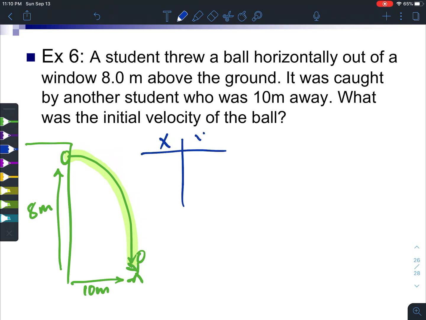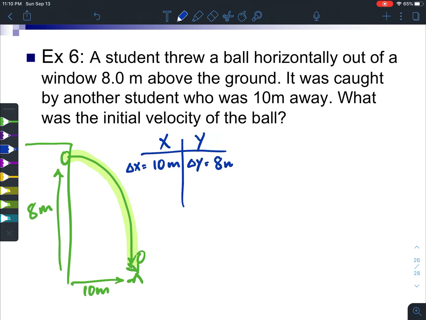Okay, so we're splitting horizontal and vertical variables. We know that our student catches the ball 10 meters away, so that's delta x. We know that the first student started 8 meters above the ground, so that's delta y. We know that this follows free fall rules, so Vyi is 0 and a is negative 9.8, and that of course only goes on the y side. Okay, what was the initial velocity of the ball is the question. So if our student throws this out horizontally here, we know that means we're looking for Vx.